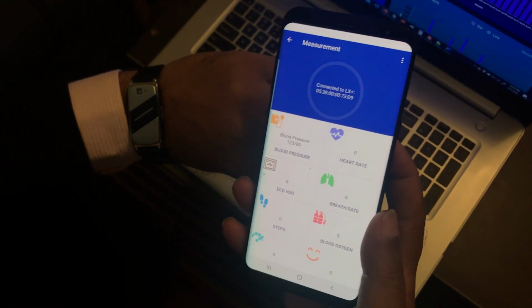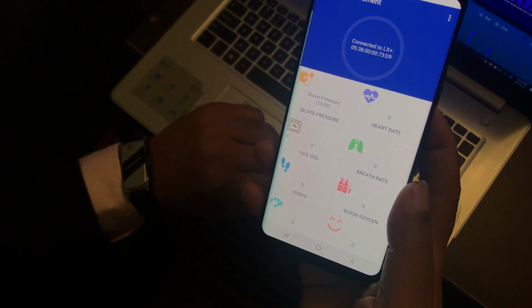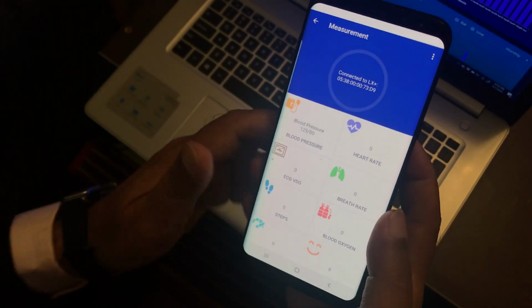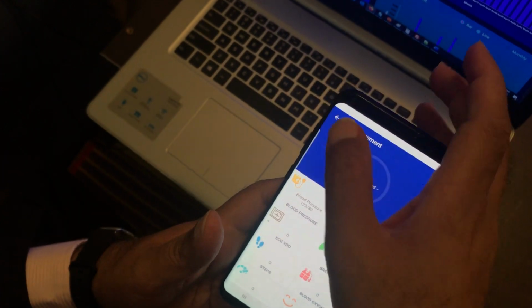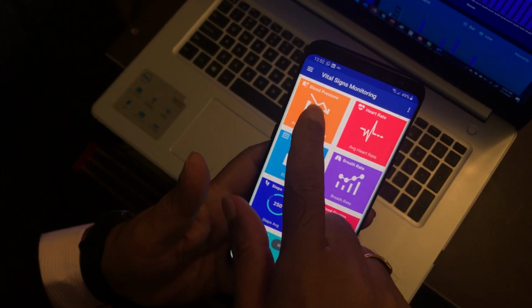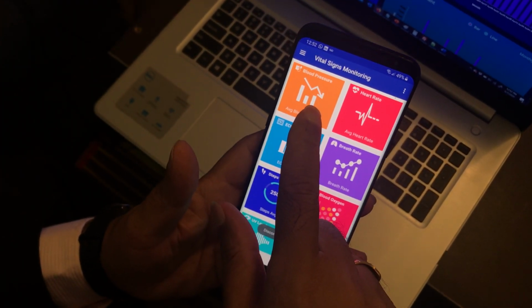Now, as you can see, the BP is showing a systolic and diastolic reading of 123 by 80. So now I'm going to pause here and unpair it, and then show you the entire dashboard reports, which are fantastic and transformative in nature.